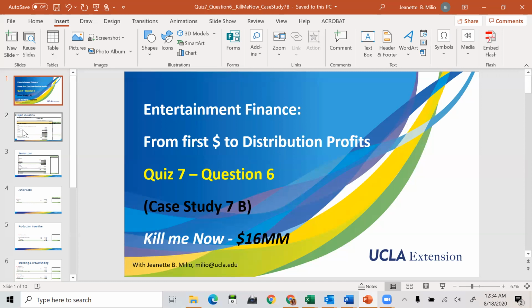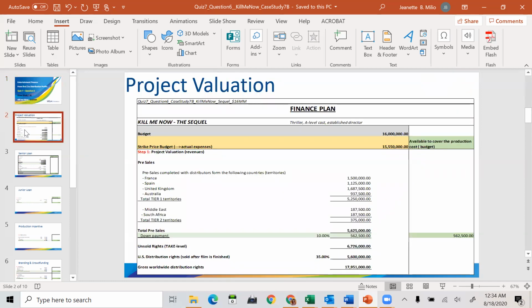So what is that going to look like? Let's look at our project valuation. You see here, I increased the budget to $16 million. The actual strike price budget is $15,550,000, and how we get to the strike price budget we'll get into in a minute. But remember that the strike price budget basically represents your actual expenses, the money that you actually have to pay out of the budget. Now, the sales estimates in this case are not changing.